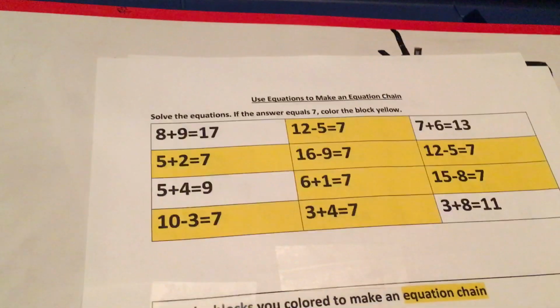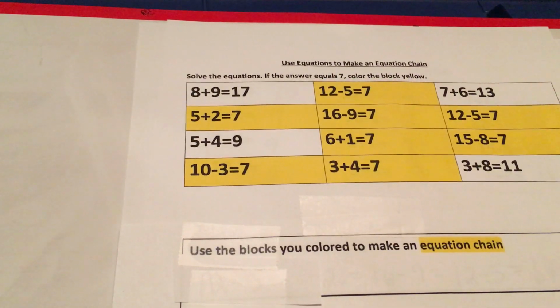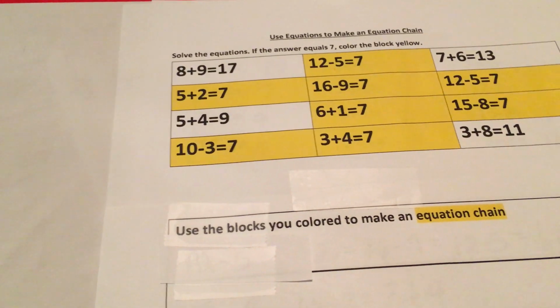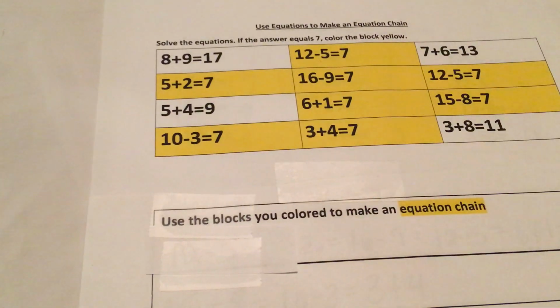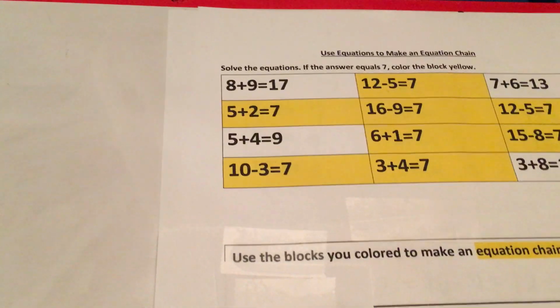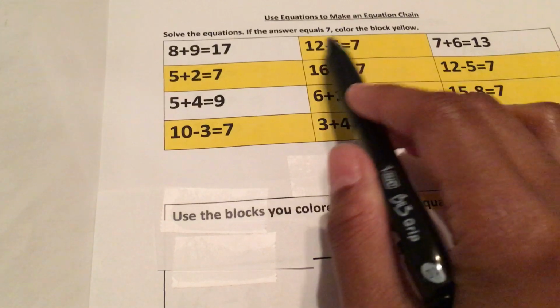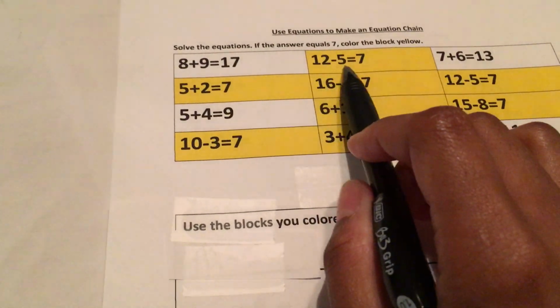Now what we have to do is create an equation chain, which was our next vocabulary word, using the yellow boxes. So this is what you do to create an equation chain. You write down the equations, but you don't write down equal 7. You just write down 12 minus 5. So let's go ahead and start. So 12 minus 5.